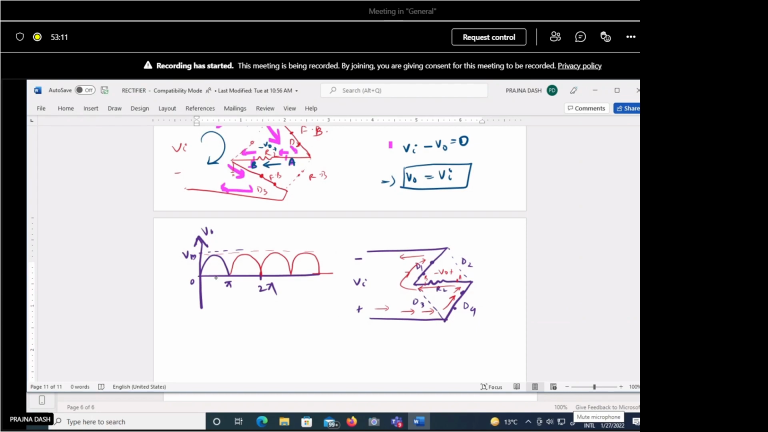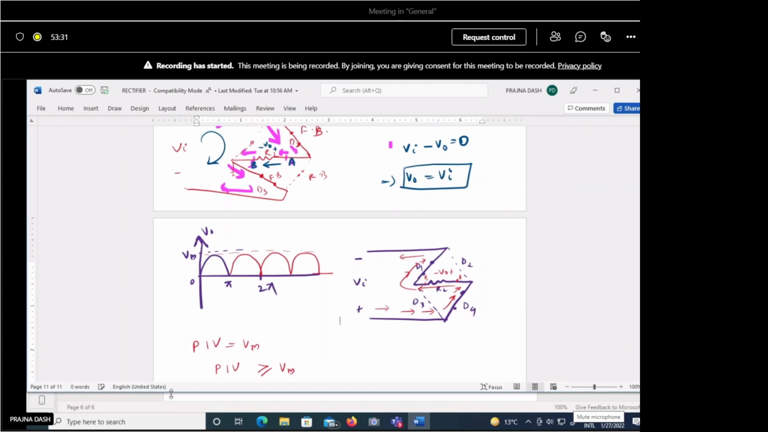Okay, so for this case, can you calculate the PIV? What will be the PIV? Greater than or equal to Vm, yes, PIV is Vm. So the PIV rating must be greater than or equal to Vm.